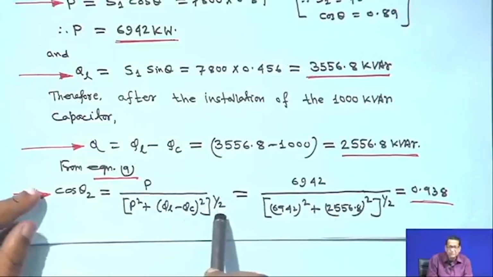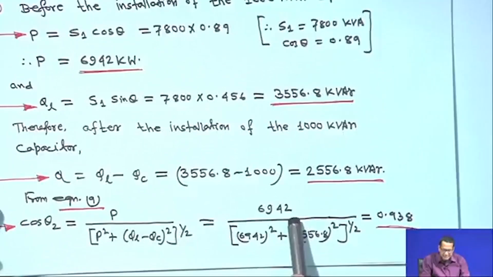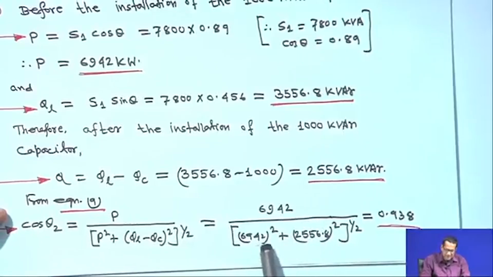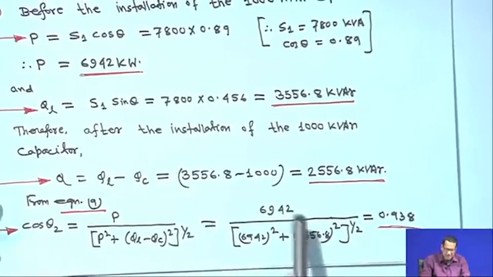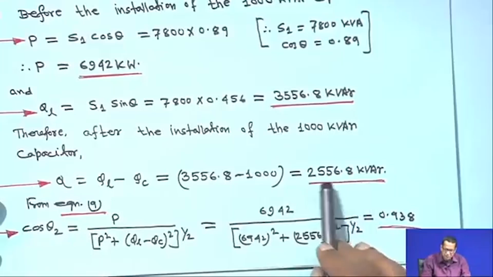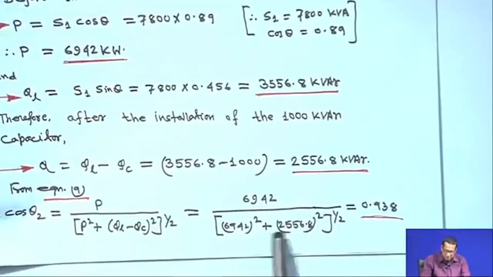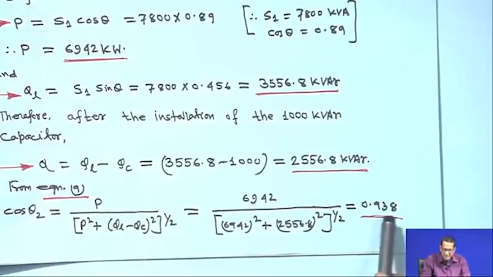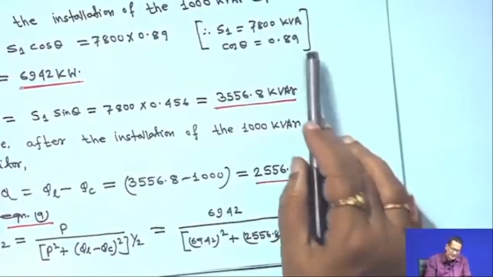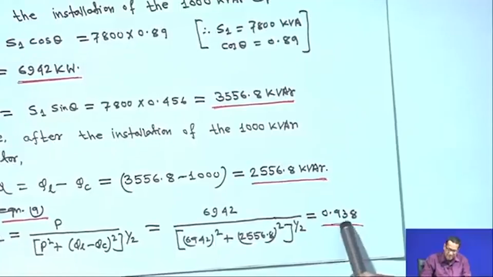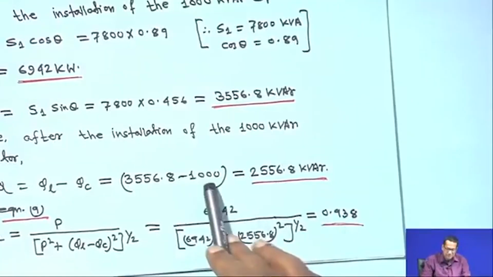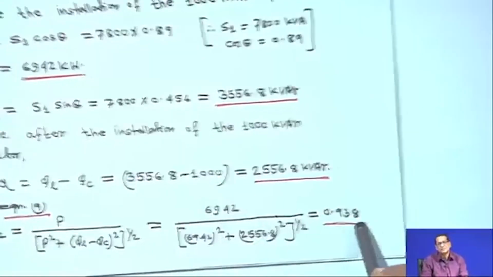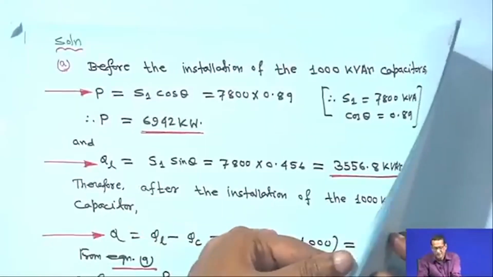From equation 9, we know that cos theta is equal to P upon the square root of P square plus QL minus QC whole square. So, P is given 6942, it is 6942 upon the square root of 6942 square plus QL minus QC, 2556.8 square. So, 0.938. So, the power factor in the second case, initially 0.89, has now improved because of this 1000 kilovar capacitor, right.